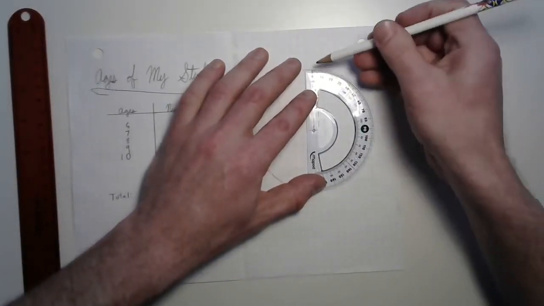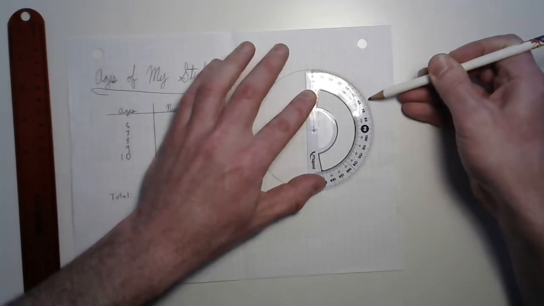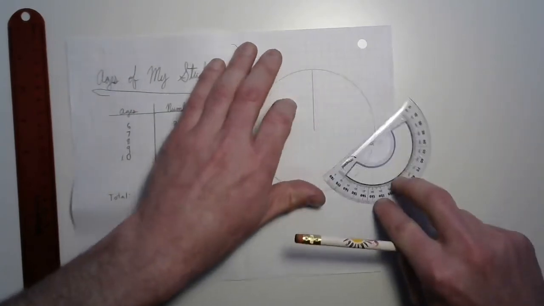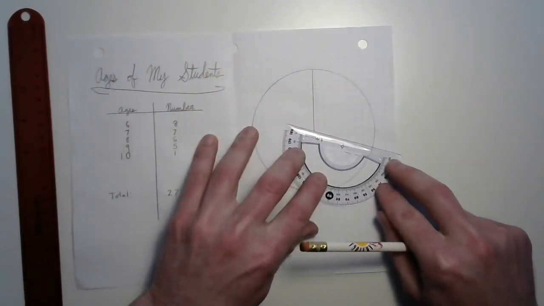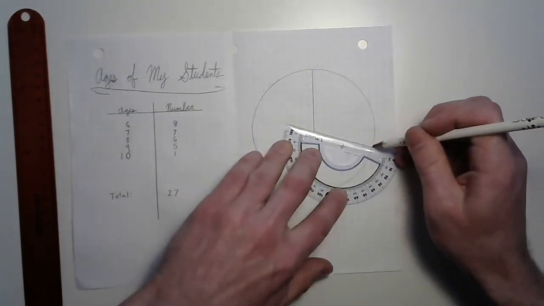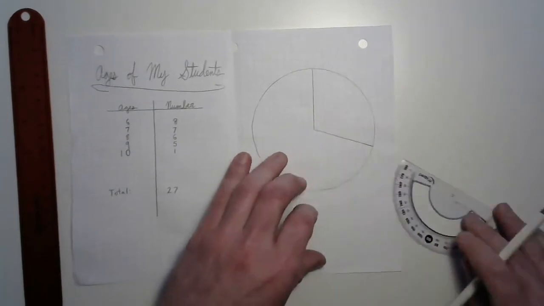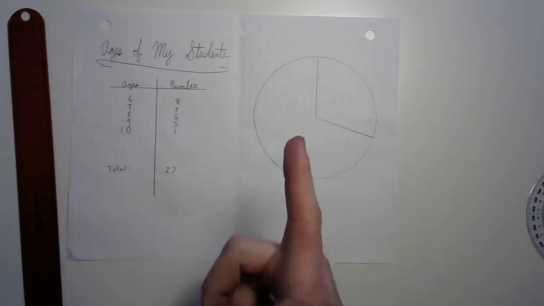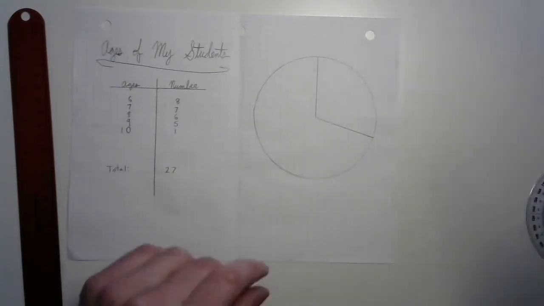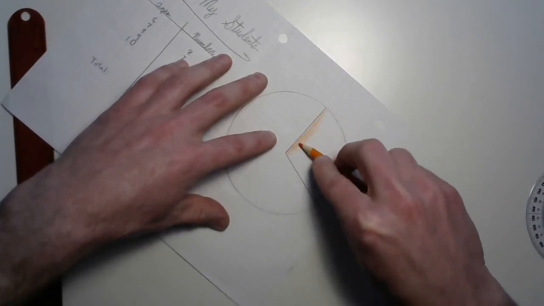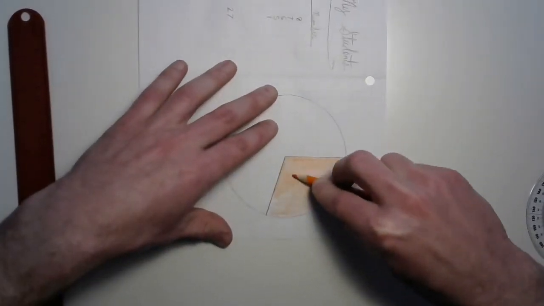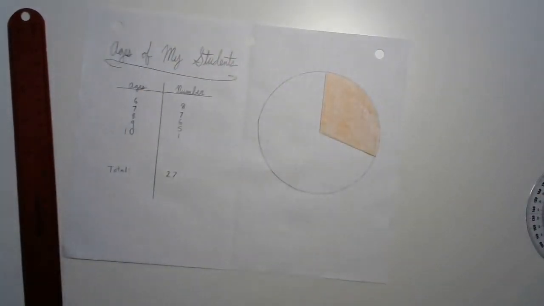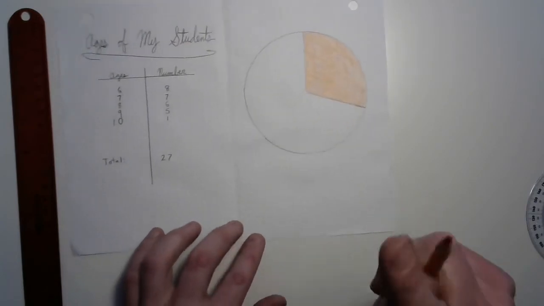So let's find out where that is, starting at this side all the way around. There it is, 106 and a half. I'm going to make a little bit of a dot there, and then I'm going to connect that dot to my center point. That is the slice of pie that represents all of my 6-year-olds. And I'm going to color that in. What color you guys like? Orange, huh? Cool. All right, nice orange slice of pie, but I'm going to do something else now.